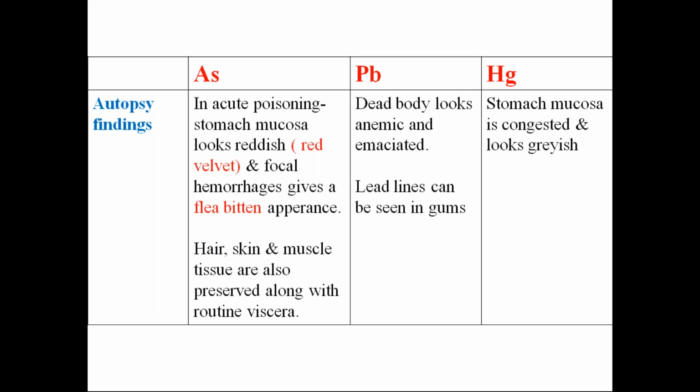Lead, the dead body looks anemic because lead is a poison that interferes with heme synthesis. That's why the patient will look anemic, emaciated, and lead lines can be seen in the gums. And in mercury poisoning, we have erosions and then congestion can be seen in the autopsy findings.